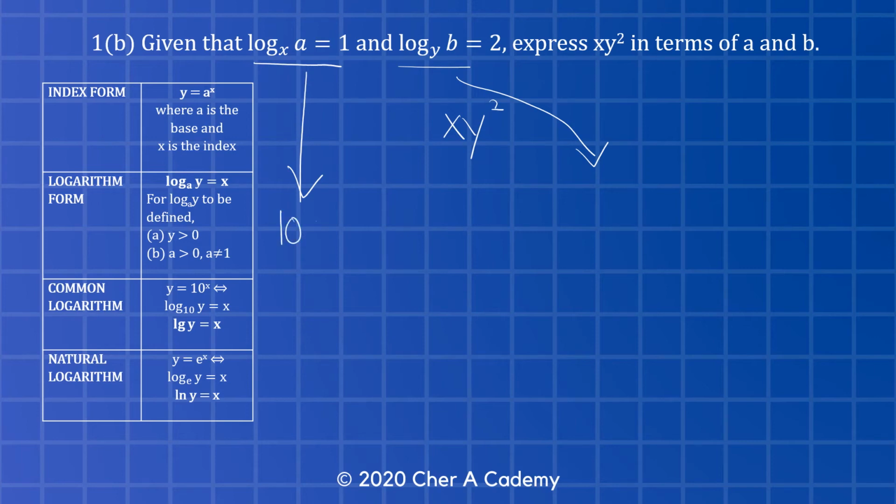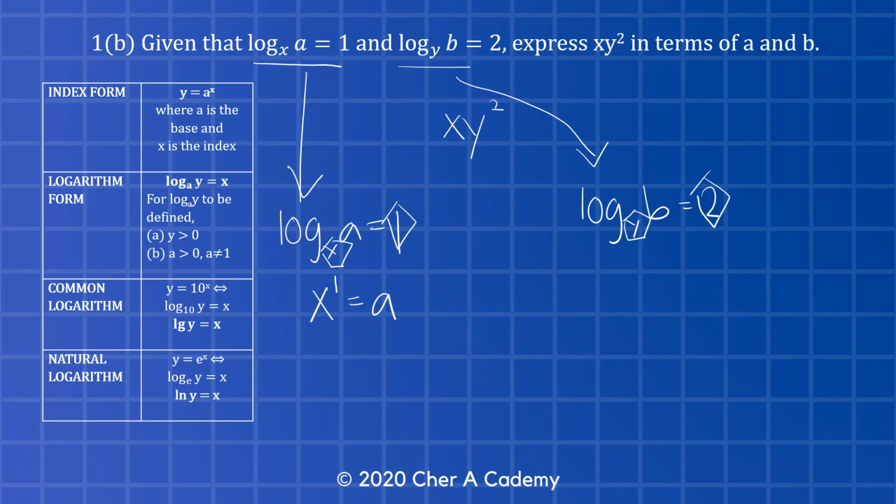So starting with log base x of a is equal to 1. My base is the x. My index, my kite, is here, 1. So base to the kite is equal to a. Then log base y of b is equal to 2. This is my base and this is my kite. So my base to the kite is equal to b.